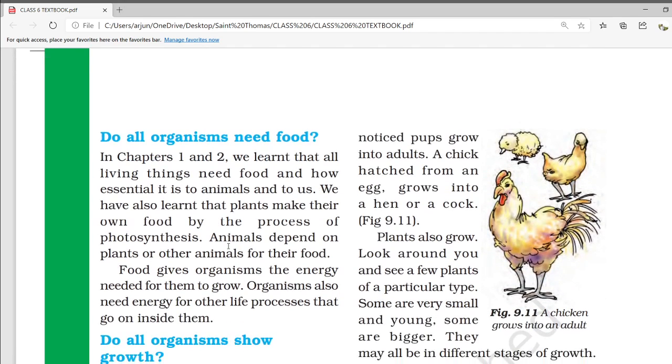In chapter number 1 and 2, we learned that all living things need food and how essential it is to animals and to us. We have also learned that plants make their own food by the process of photosynthesis, right? Animals depend on the plants or other animals for their food. Food gives organisms the energy needed for their growth. Organisms also need energy for other life processes that go on inside them.